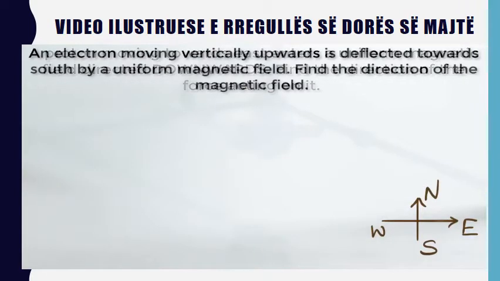All right. Let's do a second one. An electron moving vertically upward is deflected towards the south by a uniform magnetic field. Find the direction of the magnetic field. So in this case, we are given the direction of the current in terms of electron. We're also given in what direction the force is acting. It's deflected towards south, so the force acting on the electron is to the south. We have to find the direction of the magnetic field. So again, great idea to pause the video and see if you can do this yourself. All right, let's do this.